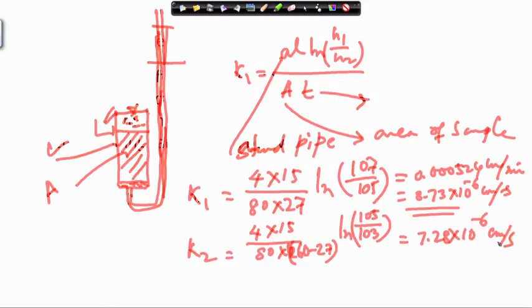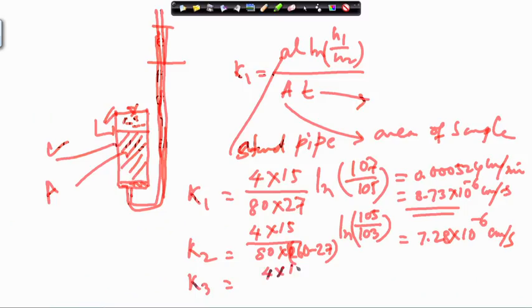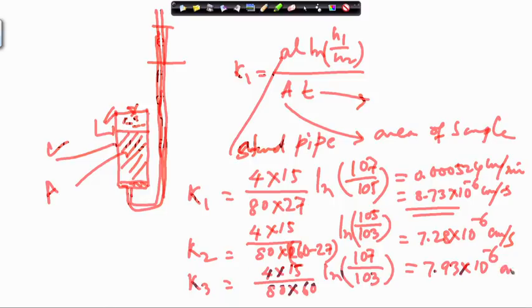And now, I can do another, that is K3. How can I take K3? I can take observation 1 at 0 time and at 60 minutes time. Then it will be 4 into 15 divided by 80 into 60, taking the reading directly at 60 minutes, and ln of initially 107 and finally 103. So, I can get another value of permeability K3, that is 7.93 into 10 to the power minus 6 centimeter per second.